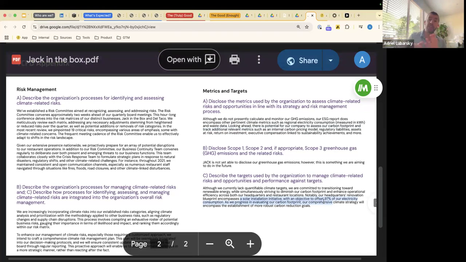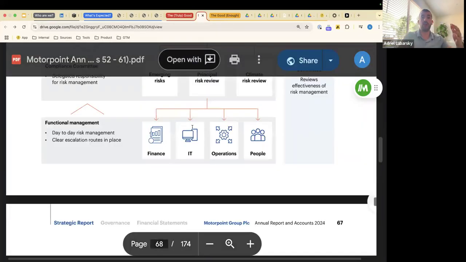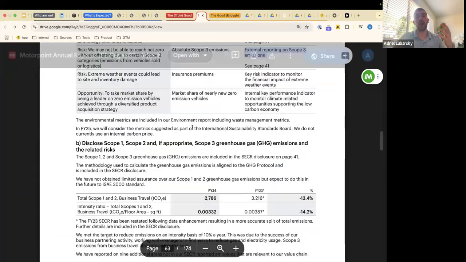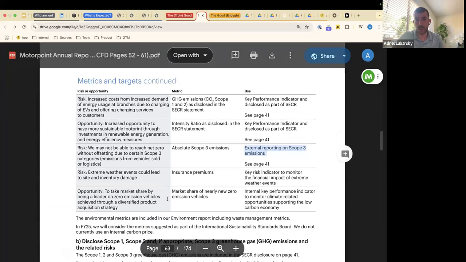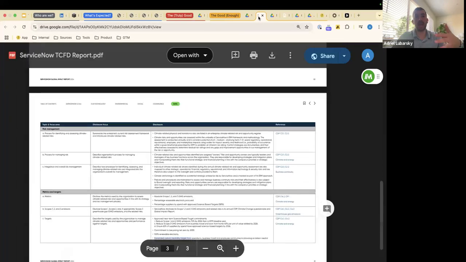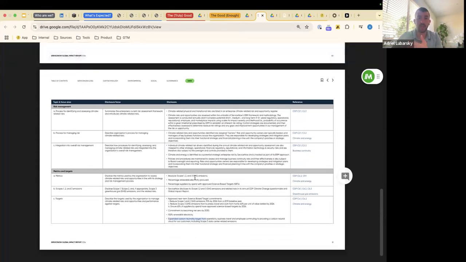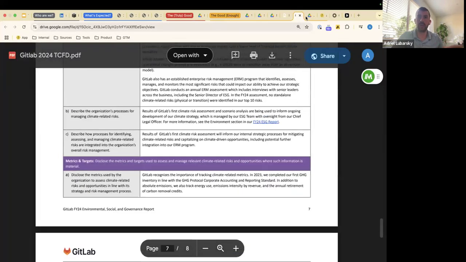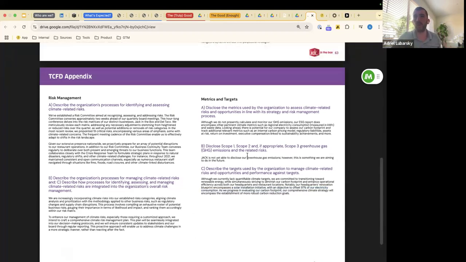So this is just a bunch of examples ranging from Motorpoint, which was super transparent about not just greenhouse gas risks, but these other risks that show up there, to Workday and ServiceNow that do a fine job of just telling you what their carbon footprint is and what the risks are, all the way down to Jack in the Box and a little bit of GitLab, who just haven't done a lot of this work yet. And this is how you might disclose that you haven't done it.